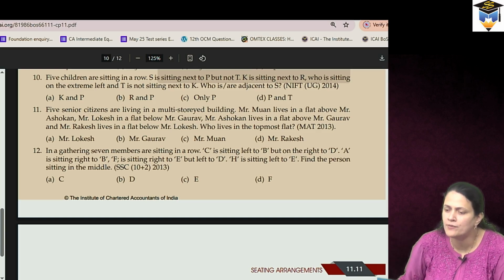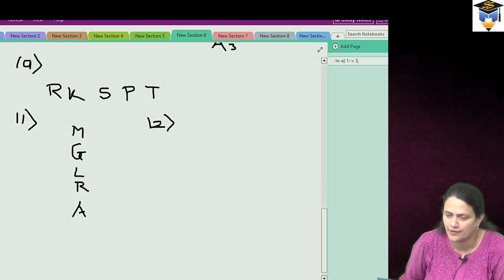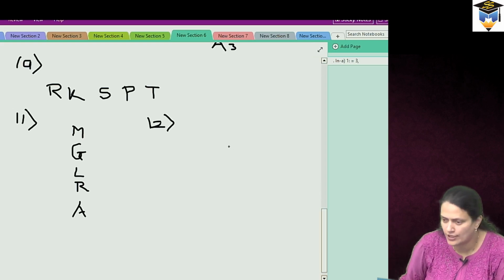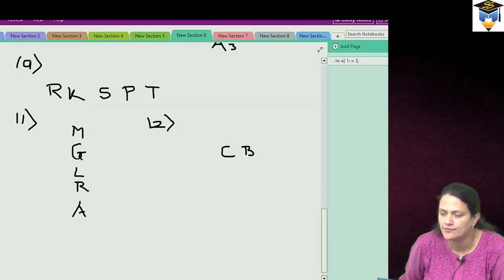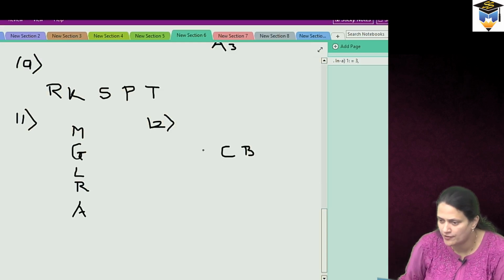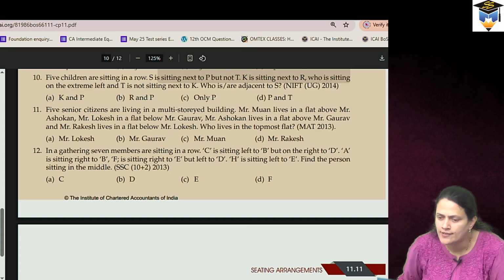In a gathering, 7 members are sitting in a row. C is sitting to the left of B, but on the right of D. So where will D be? Here. Next.